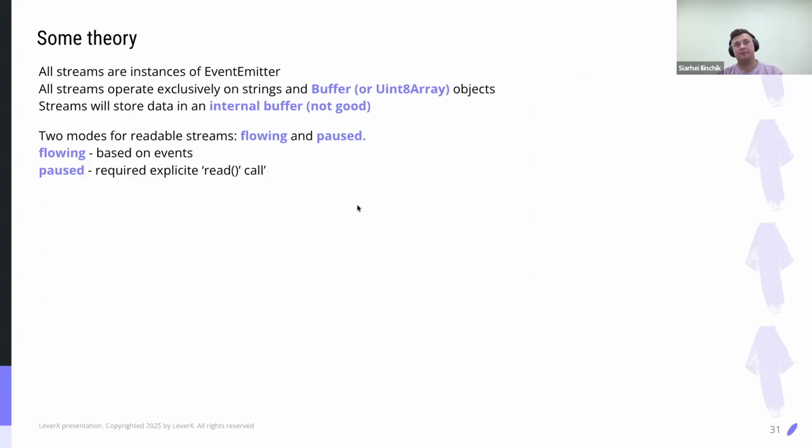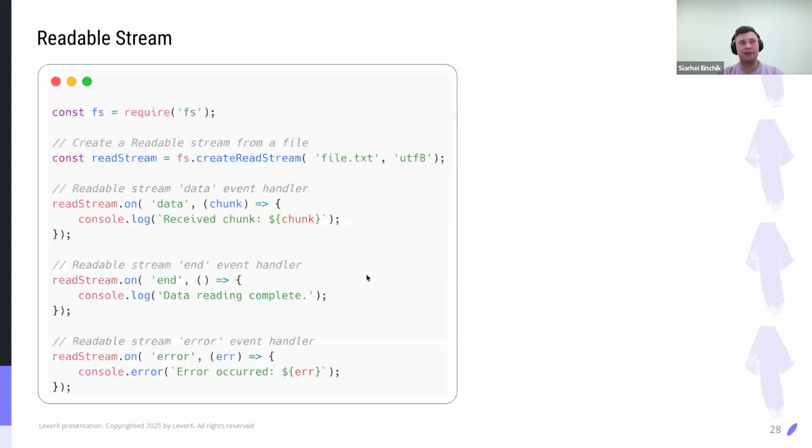And some theory. All streams are instances of event emitter, and streams work on strings and buffers. Streams store data in an internal buffer, and there are two modes for a readable stream, which is important: the flowing and the paused mode. So in this example, we have a flowing stream.